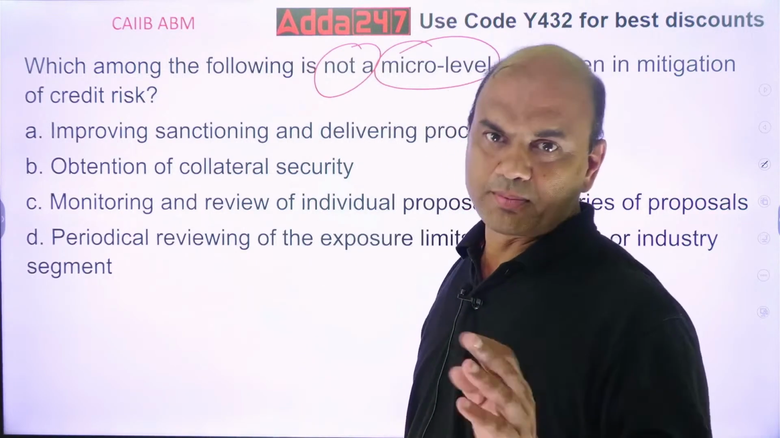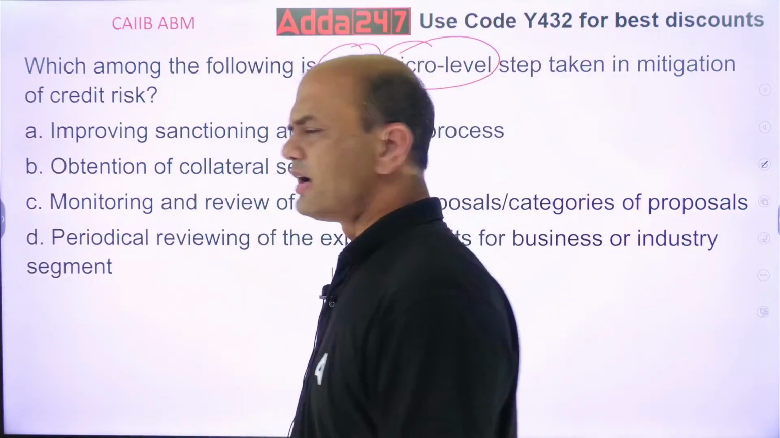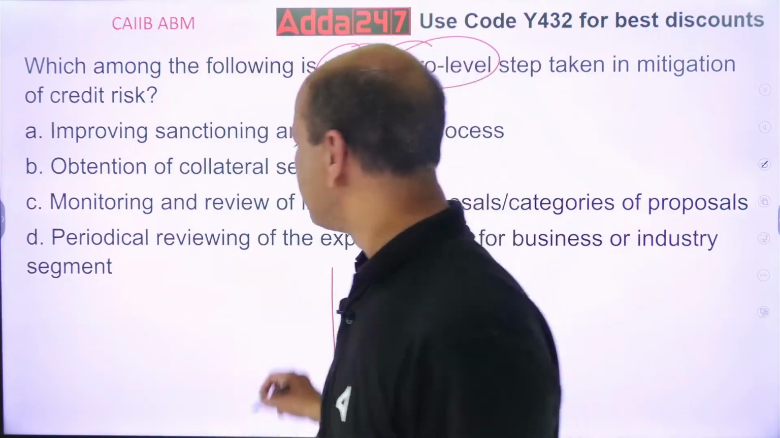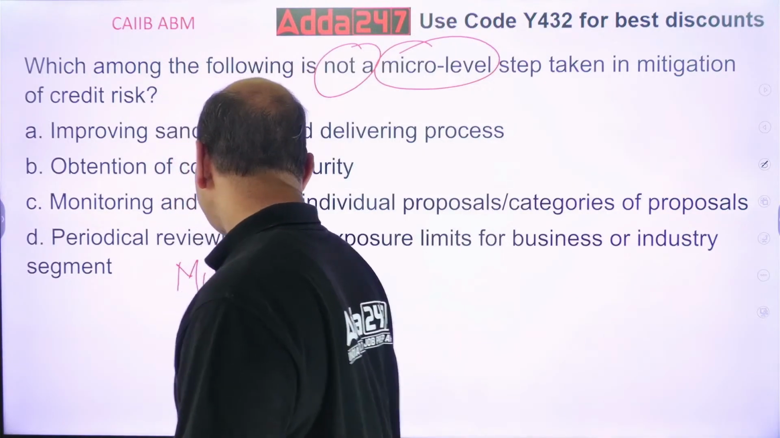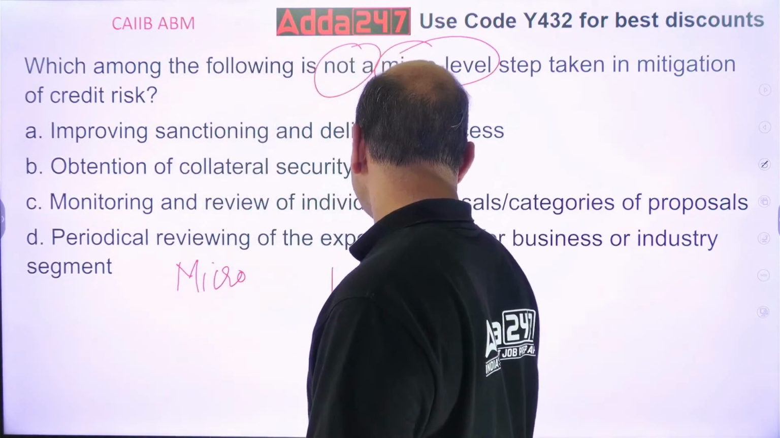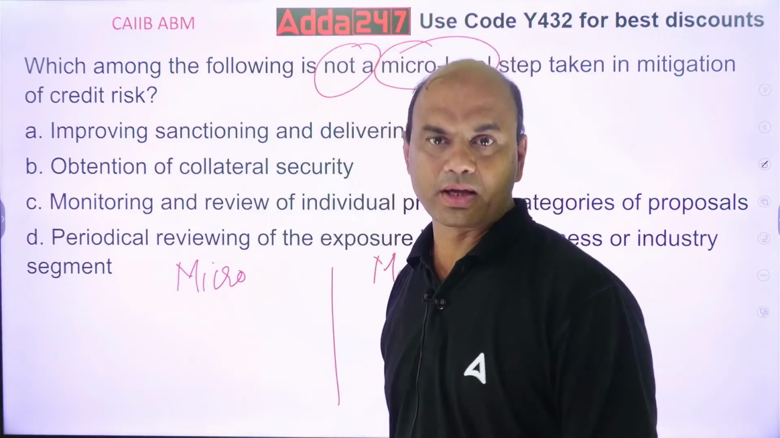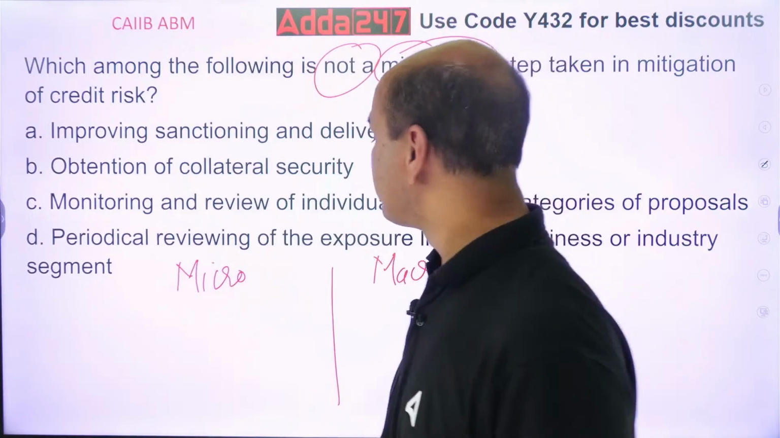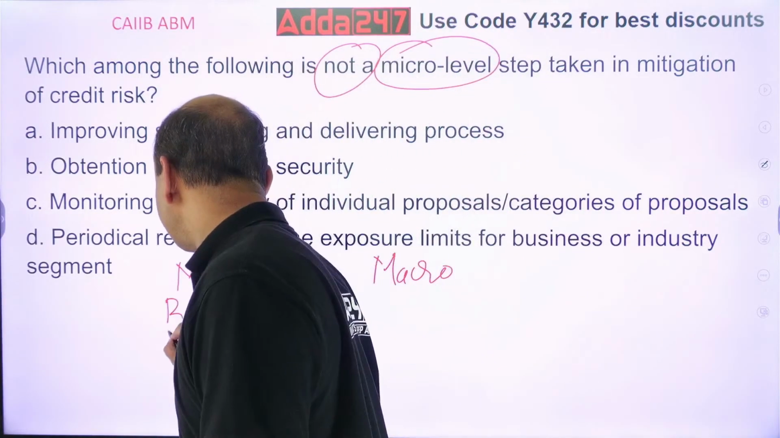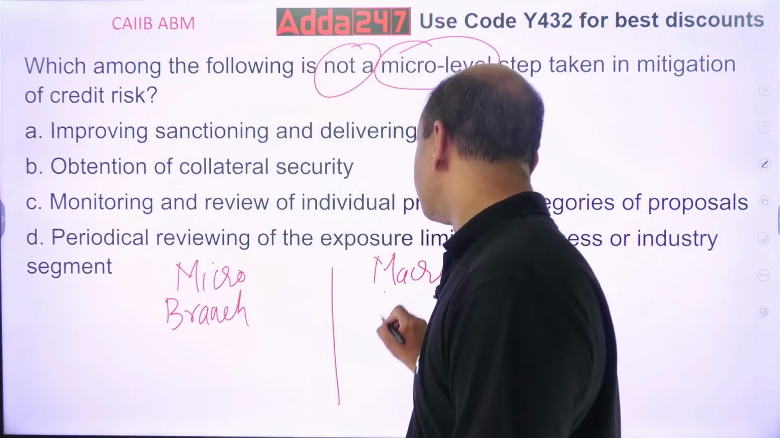Kindly note, in banking there are two levels. I'll give the clear bifurcation. Micro and macro. Micro means what? Micro means branch level. Branch. I am very clear in this. Macro means HO, head office level.